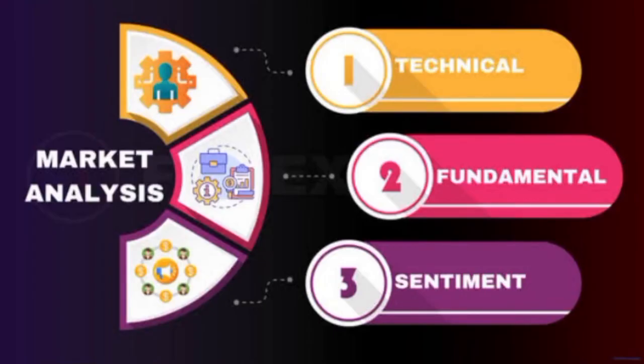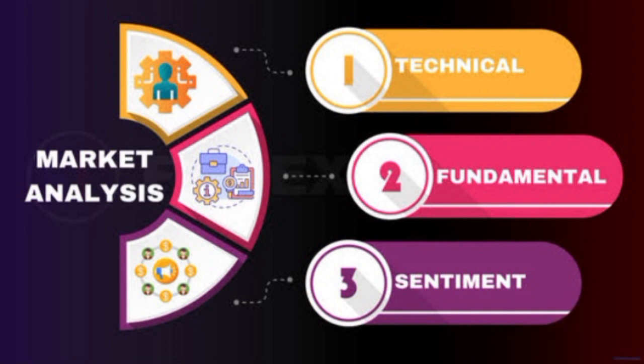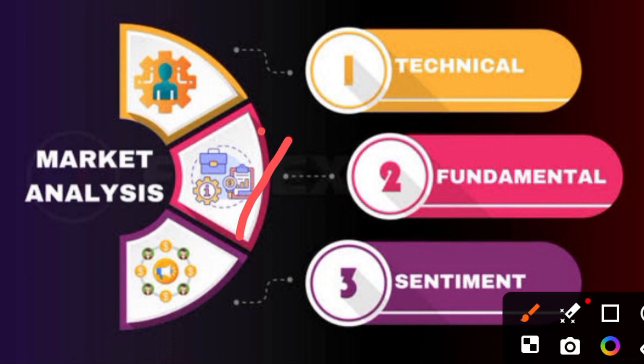Guys, we have three types of market analysts. Number one is the technical analyst, number two is the fundamental analyst, and number three is the sentimental analyst. So what is analysis? Analysis is simply the way we examine when to buy or when to sell. The small research we make to know when to buy or when to sell a currency is called analysis. Do you understand?